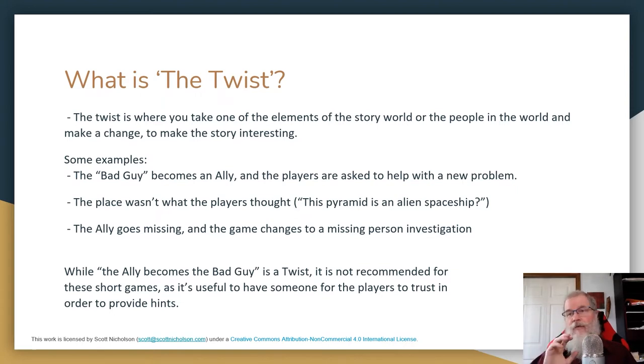Now, you could change a lot, but that's going to be overwhelming. And so what I like to do with the twist is I like to then go back to my brainstorms and say, what is one thing I could change to make this a little bit more interesting? So it could be that the bad guy becomes your ally, becomes an additional ally. Now you're working with the bad guy to resolve something else. And again, this is where I would not make it to where the bad guy turns on your original ally. You want the players to have someone they can trust during the entire game.